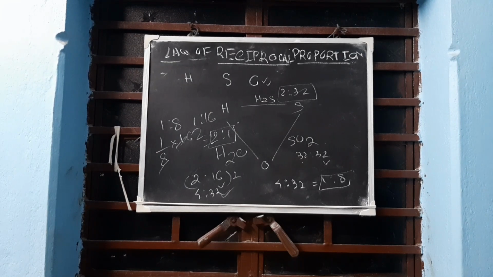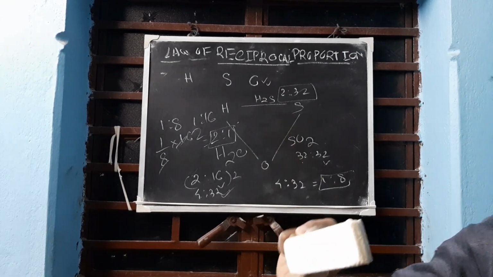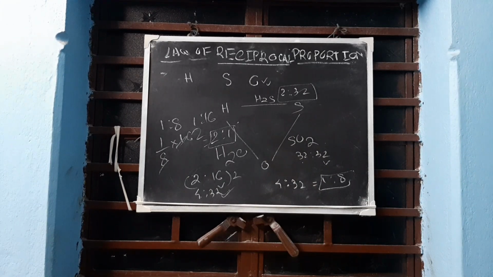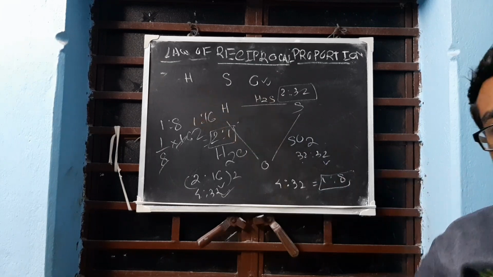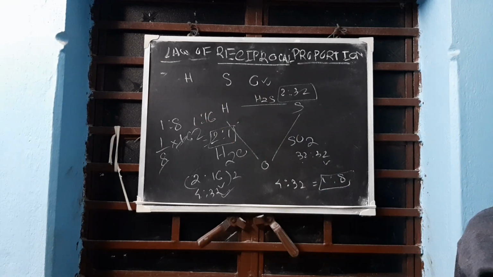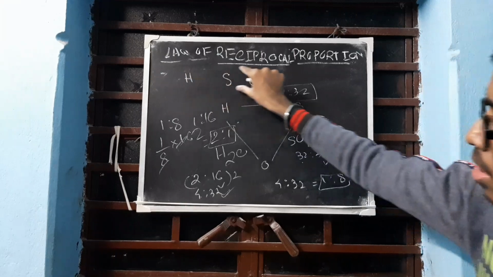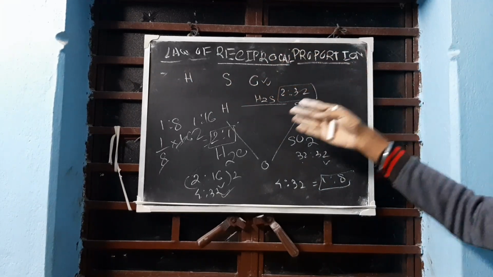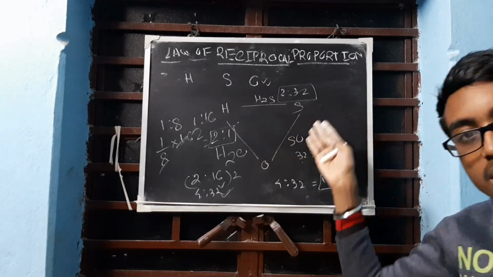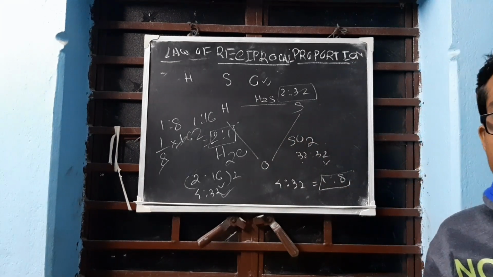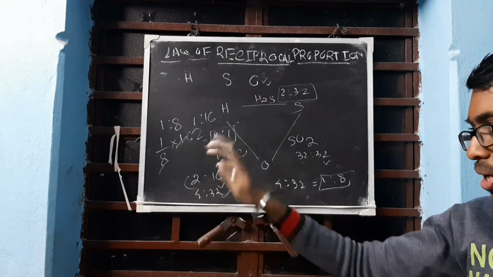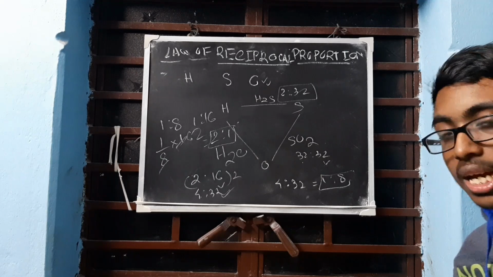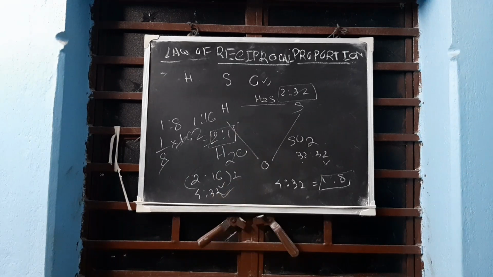Clear? Any confusions? I don't think any confusion should be left. What we are going to consider is 3 elements will be given to you in the question. You will be checking on the 3 elements, taking one element as the third element. Even here you could have taken sulfur as the third element. No problem. The ratio might come a little bit different, but the answer will be okay, until you make any error. Clear? This is the law of reciprocal proportions.